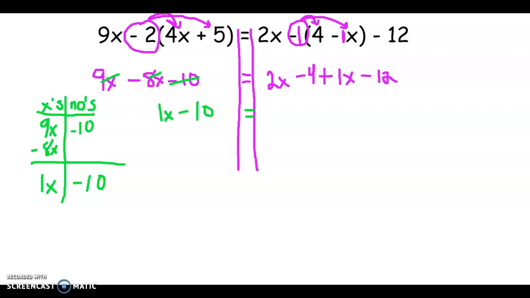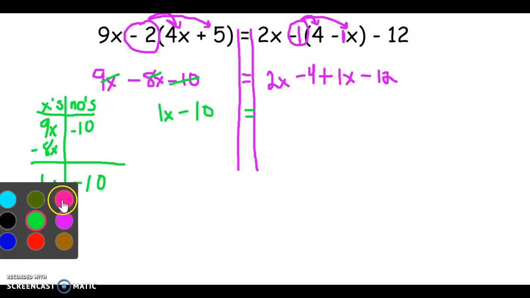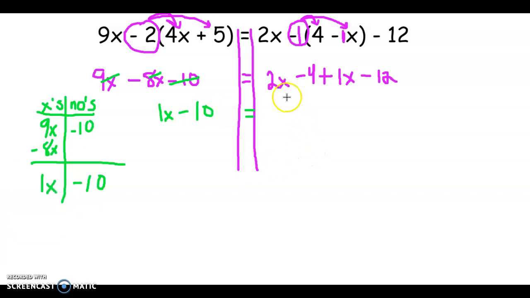Now on this side, I'm just going to use a different color just so you can see it a little bit better. I have x's, it looks like, and I also have constants, which once again I'm going to call no's. So I'm going to make columns now on this side of the equal sign because this will strictly be for the right side terms that I'm going to be working with right now.